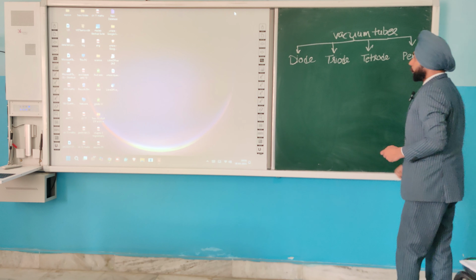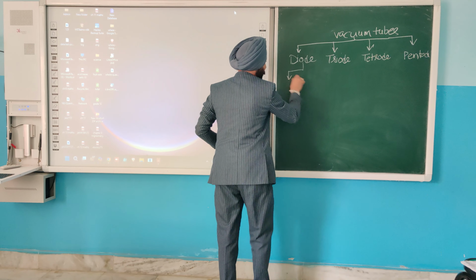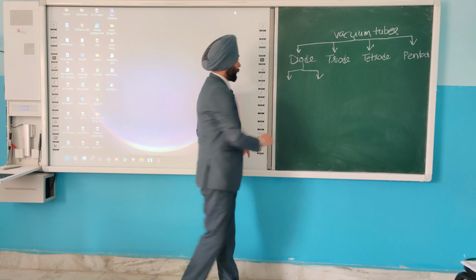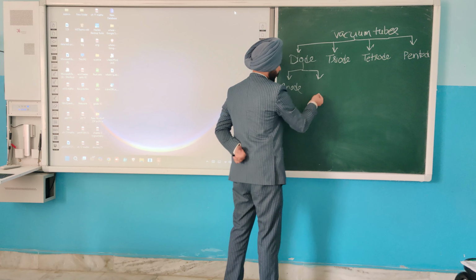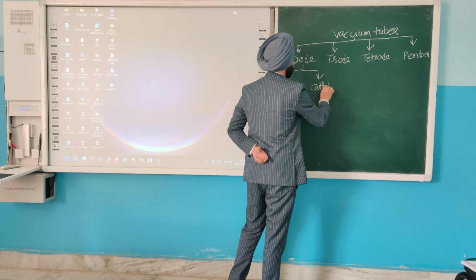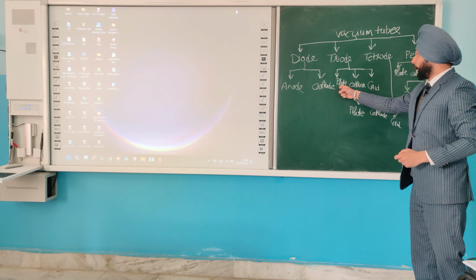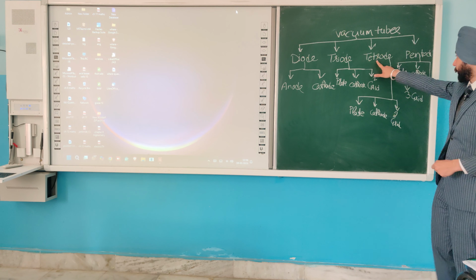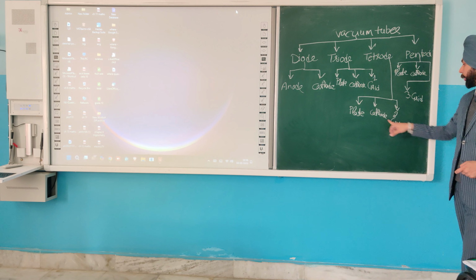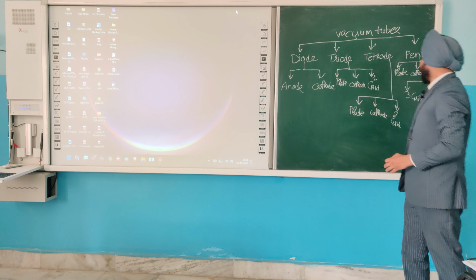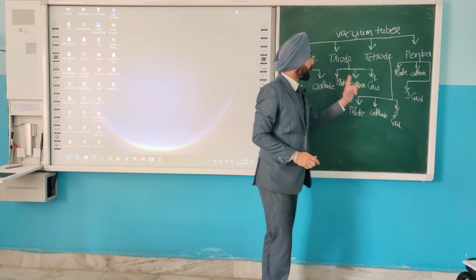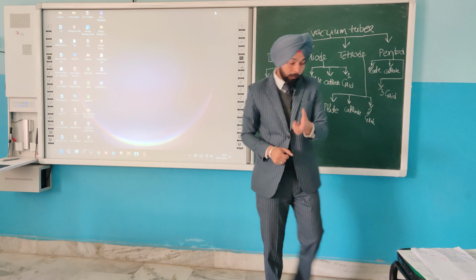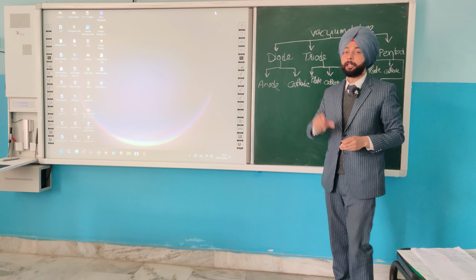In a diode there are two electrodes. First one is the anode and second one is the cathode. In a triode there is one plate, cathode, and a single grid, and in a tetrode plate, cathode and two grids. In a pentode single plate, cathode and three grids. In these vacuum tubes, the electrons flow in only a single direction.